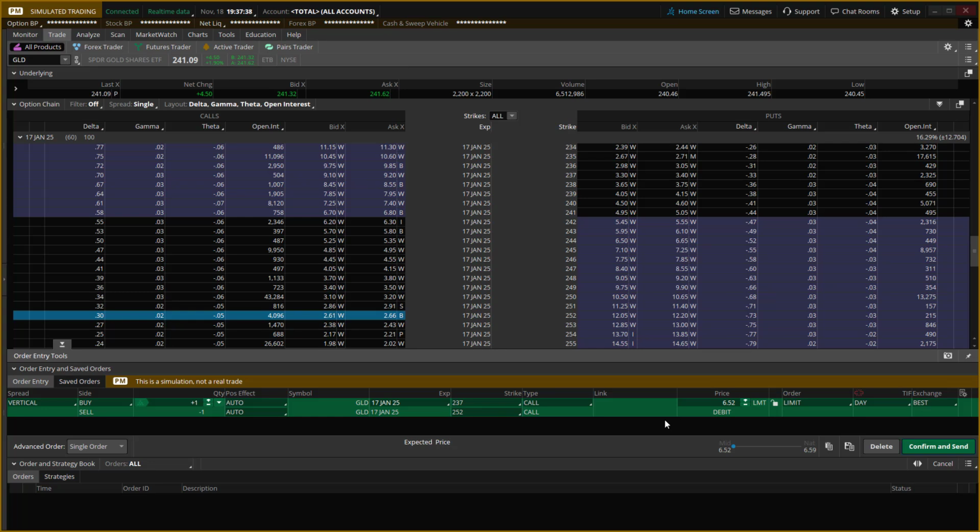There are some circumstances when the market gets wild or volatile that the bid-ask spreads widen up a little bit and you may actually be better off closing them one at a time. But 90% of the time I just right click, close position, close the whole trade.